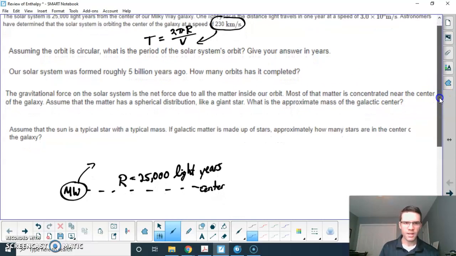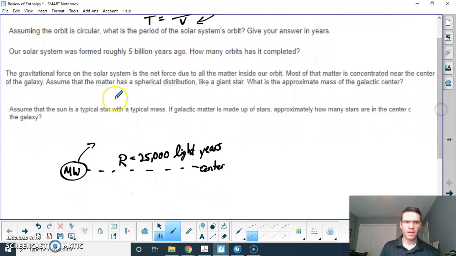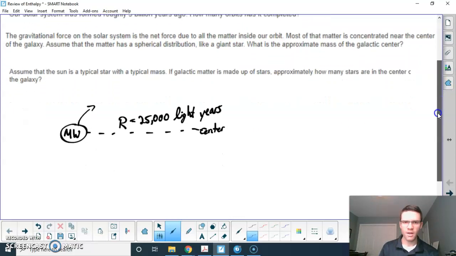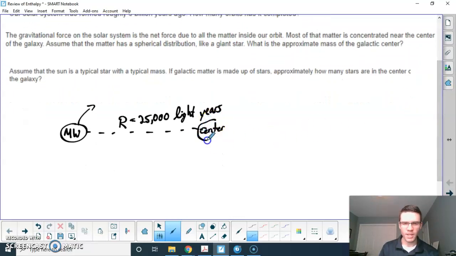And then the second part here, the gravitational force exerted on the solar system is the net force due to all the matter inside our orbit. It's saying consider all of the objects inside here as one big spherical mass. So there's more than just one mass. There's all sorts of things in our galaxy going through there, or in the universe inside of our galaxy. And they're considering all that one giant star. What's the approximate mass? How do I calculate that?